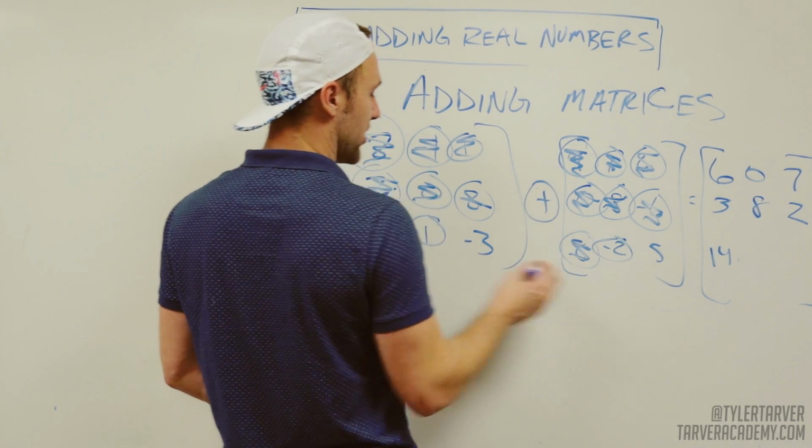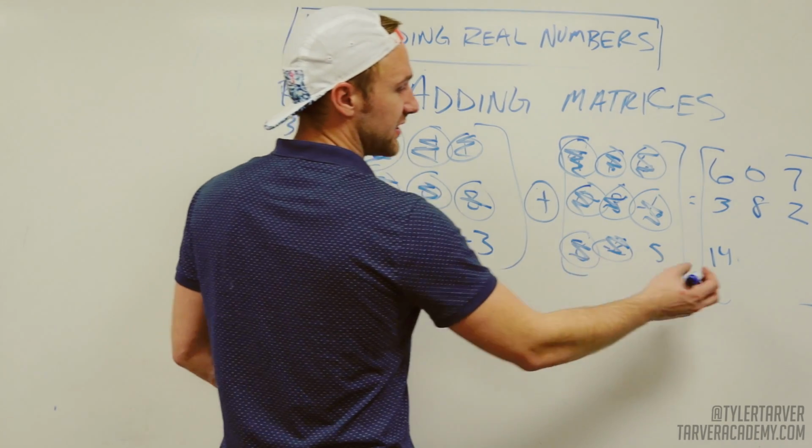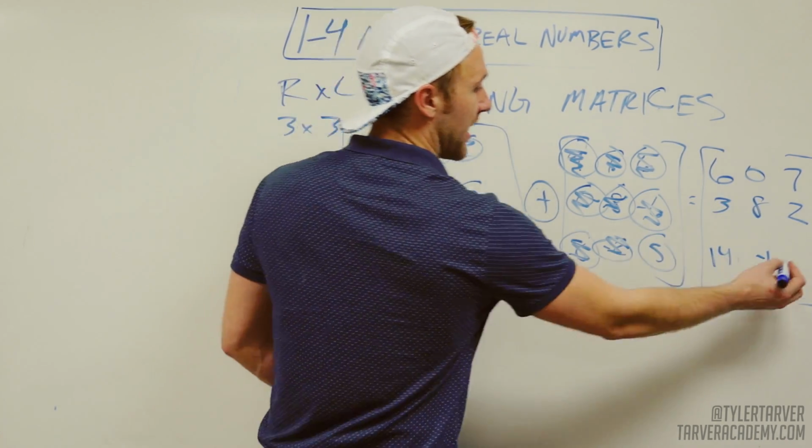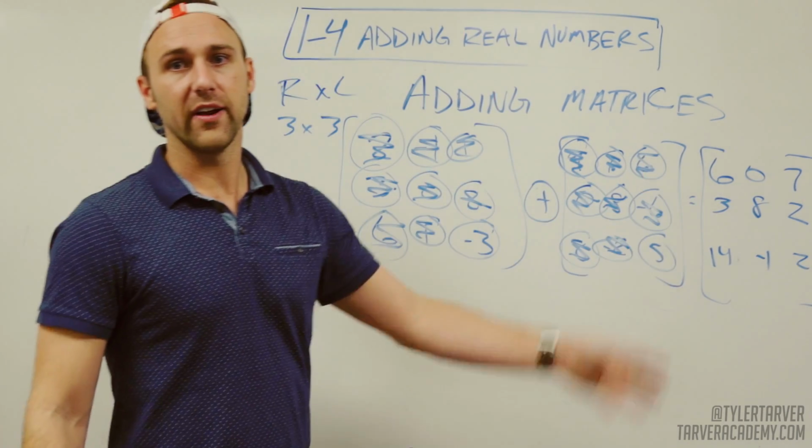1 plus negative 2. In the bottom middle, 1 plus negative 2 is negative 1. Last one's negative 3 plus 5 is positive 2. And you have your answers, ladies and gentlemen.